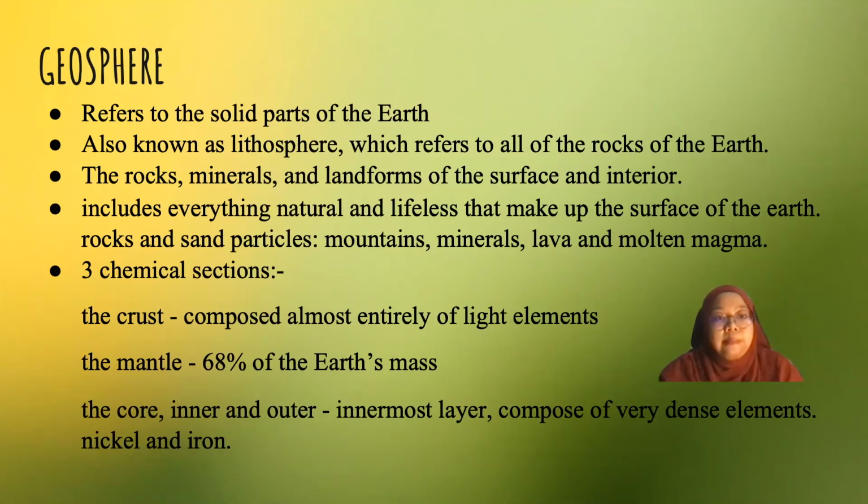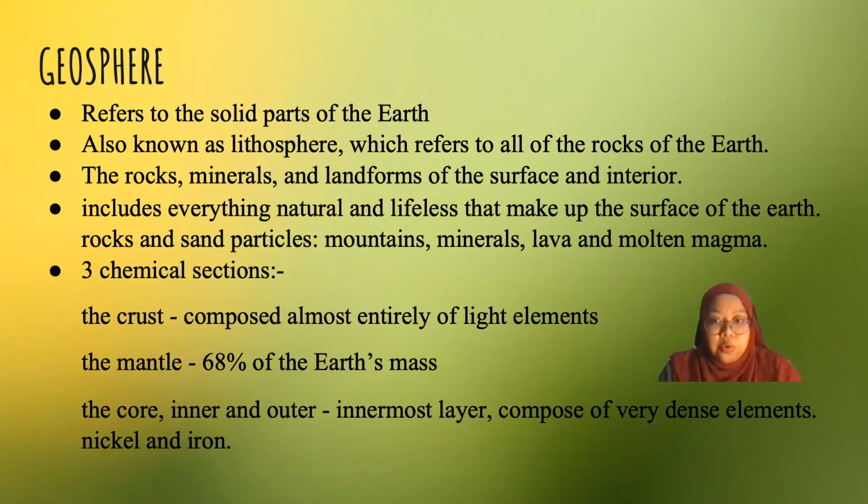There are three main chemical sections in the cross-section of the Earth, which are the crust, the mantle, and the core. The crust, which is the very surface of the Earth, is composed almost entirely of light elements. The main component of the crust is oxygen, so it is quite light. The next one is the mantle. The mantle actually covers 68% of the Earth's mass.